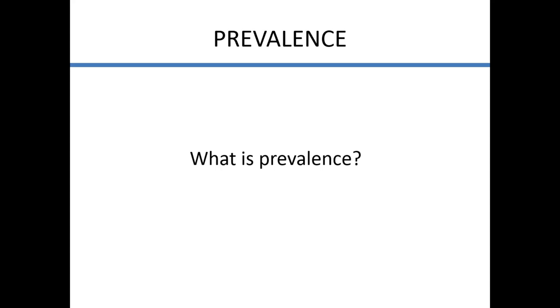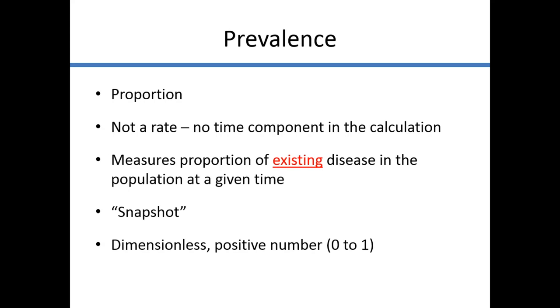But now we're going into another measure, prevalence. This is the last one. We went through count, rate, and risk. And now we're going to prevalence. What is a prevalence? It's a proportion, like a risk. It's not a rate. There's no time component. It measures the proportion of existing disease in the population at a given time.